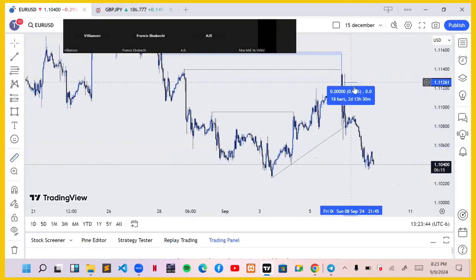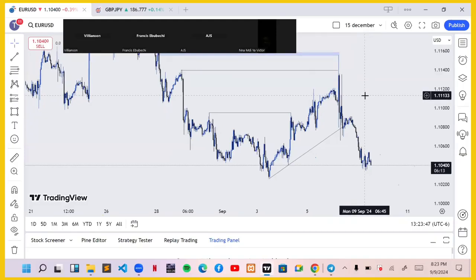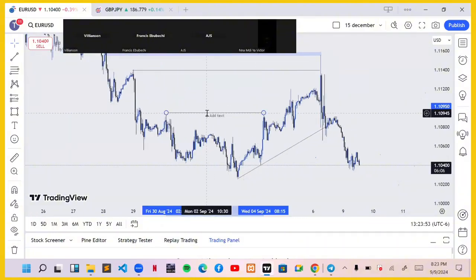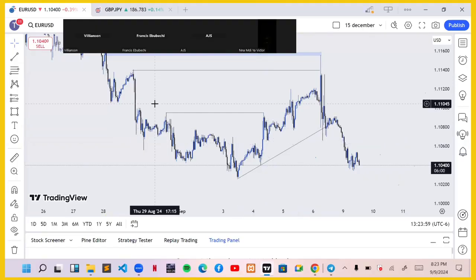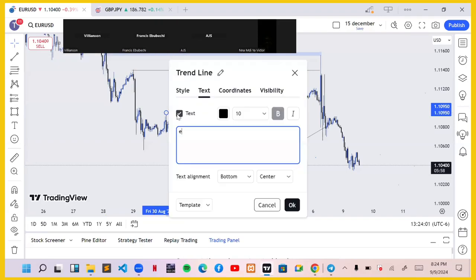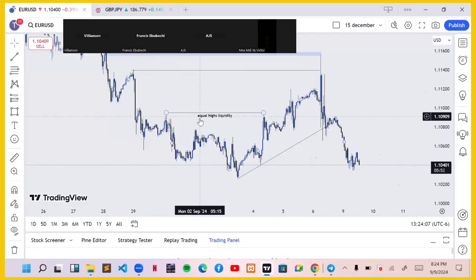So there are types of liquidity in the market. There's trend line liquidity, which is one. There's equal highs liquidity. This is equal highs liquidity here. That was why I knew that this zone was going to be taken out. But the thing with Euro USD was that it did not trigger my point of interest, but it still took out this equal high liquidity.